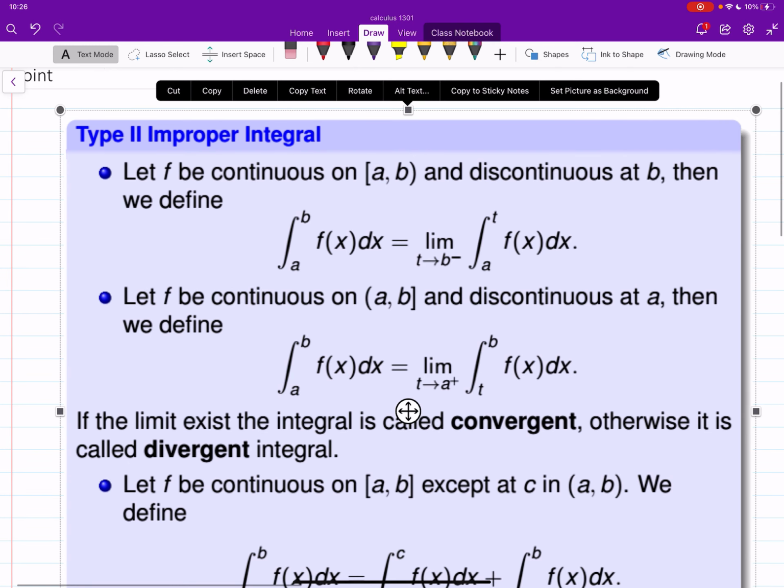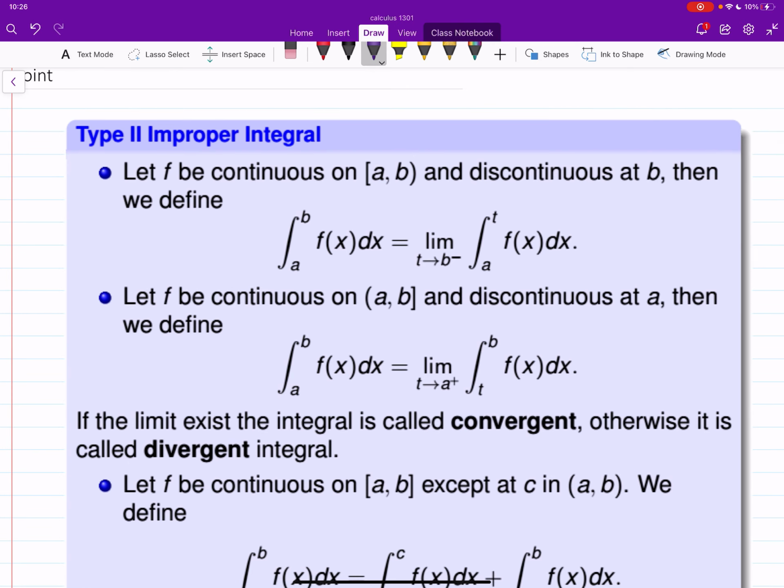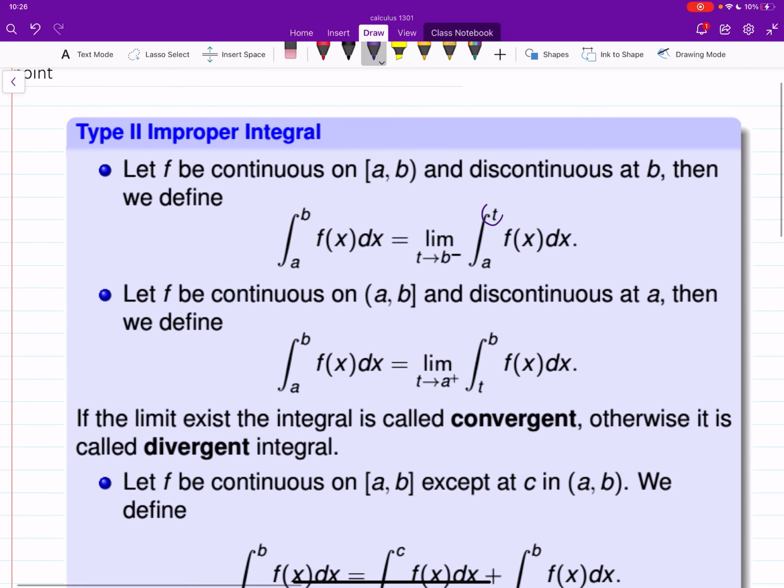If the function is discontinuous at the upper limit, then we first find the integral from a to t, then find the limit as t goes to b from the left. Or if a function is discontinuous at a, we find first the integral from t to b, then find the limit as t goes to a plus.